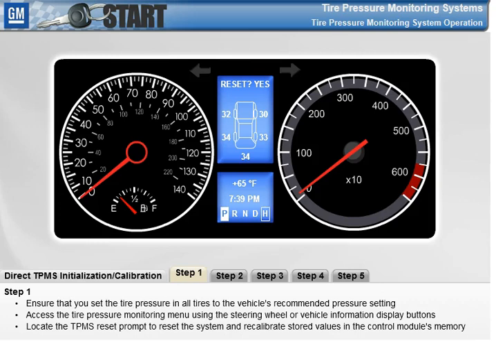Before starting the calibration process, ensure that you set the tire pressure in all tires to the vehicle's recommended pressure setting. Then, using the buttons on the steering wheel or on the vehicle information display, access the tire pressure monitoring menu. Locate the command that will reset the system and recalibrate the stored values in the control module's memory.